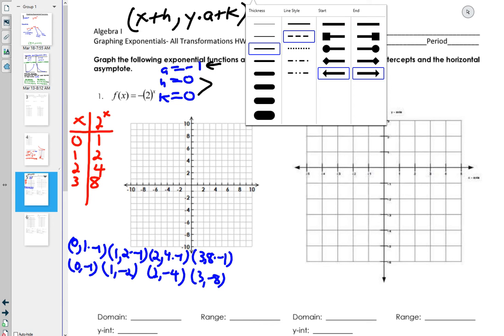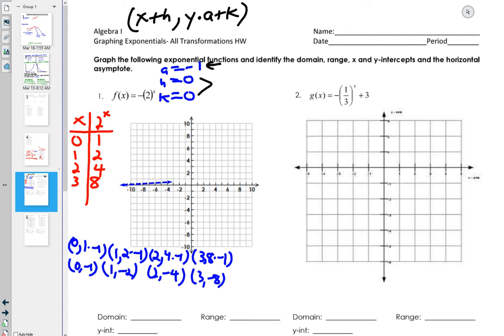So there's the asymptote. Put the points 0, -1, 1, -2, 2, -4, and then 3, -8. And then if I connect these points and use the asymptote as a guide, something like that. Notice how this looks like a growth that was flipped over the x-axis.